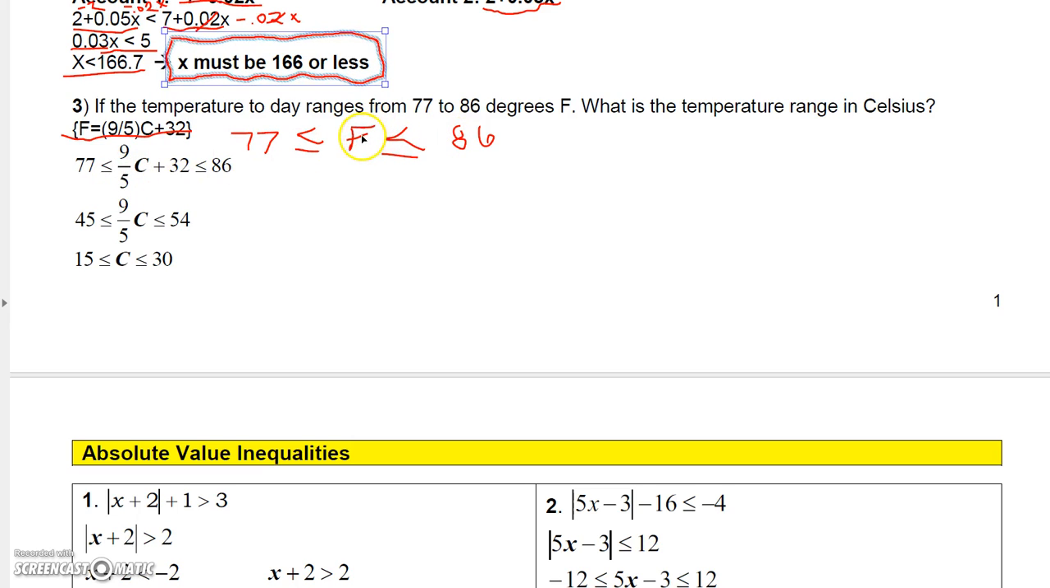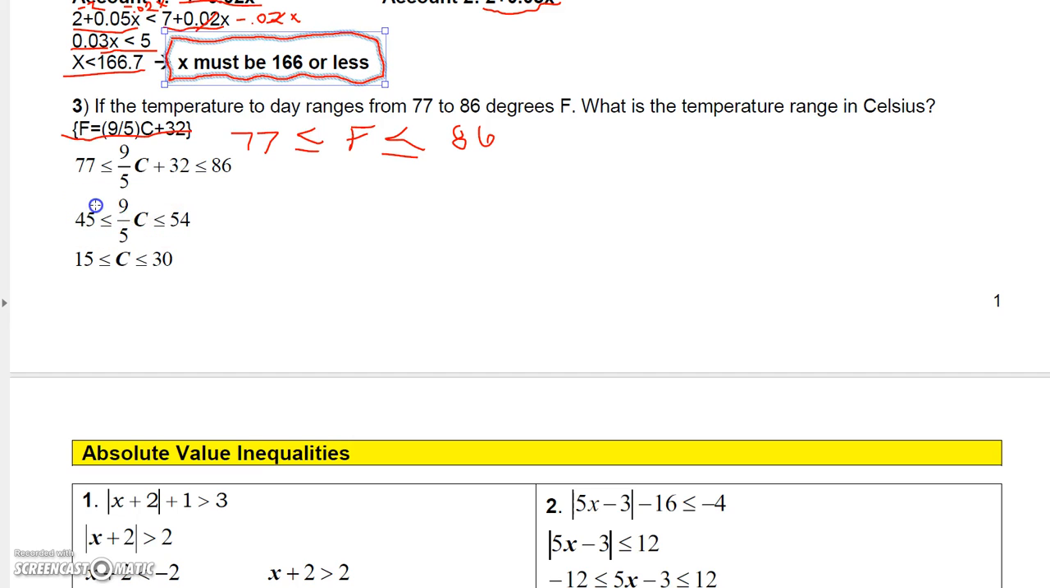Now I'm just going to replace the Fahrenheit with the formula for Celsius. And so all I have to do now is subtract 32 from both sides. 77 minus 32 is 45. If I subtract 32 from this, it cancels the 32. And 86 minus 32 is 54.